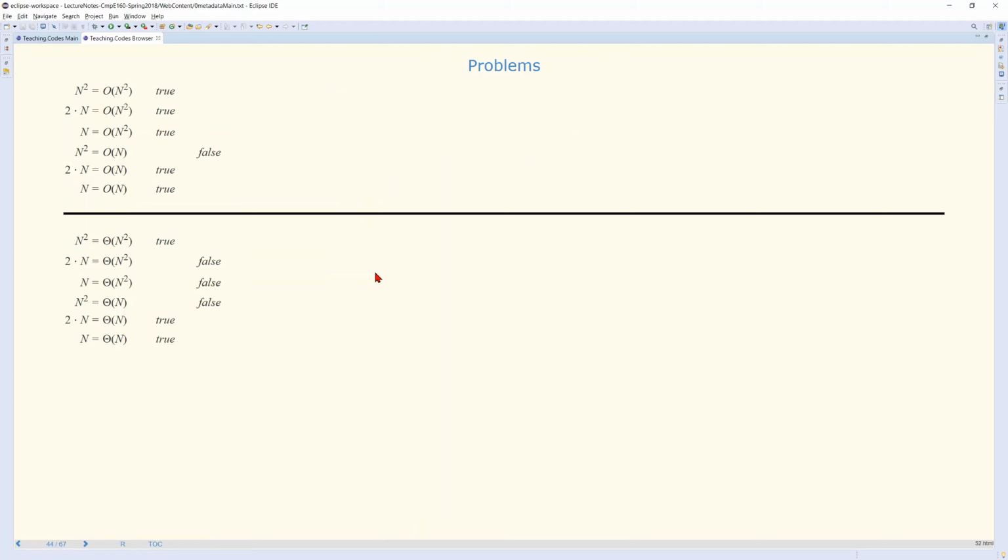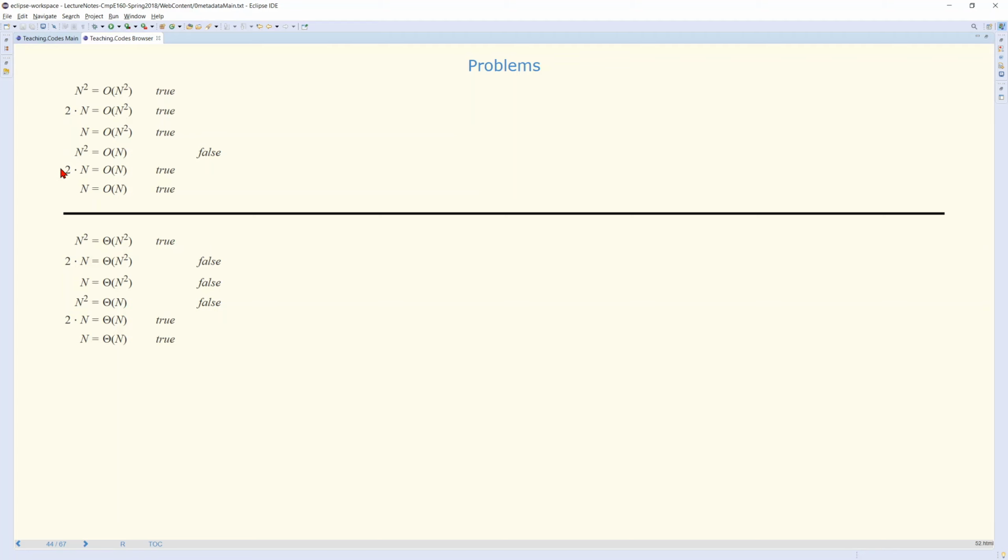So here we have some examples. If we compare n squared, if you have predicates like n squared is equal to big O of n squared, that's true. If we say 2n is equal to big O of n squared, that's again true because remember, big O defines the upper bound, n squared is above 2n, so that's correct. The more correct one would be O of n, that's also true, as we can see here.